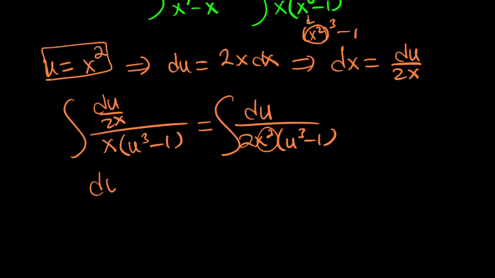That's going to give us du divided by 2u. All right, so we get the following expression.